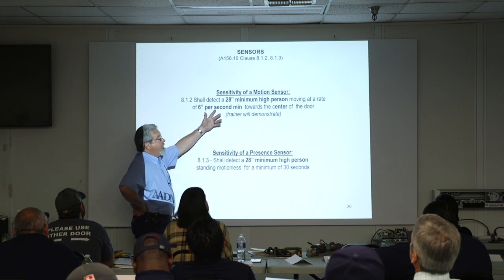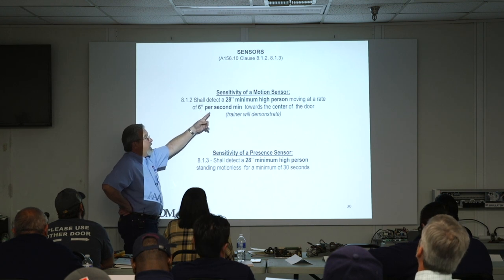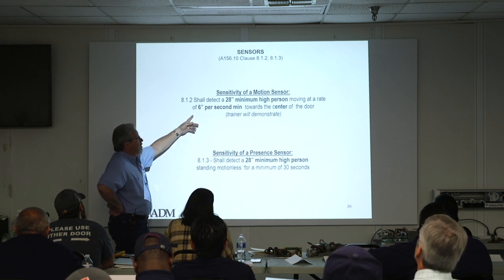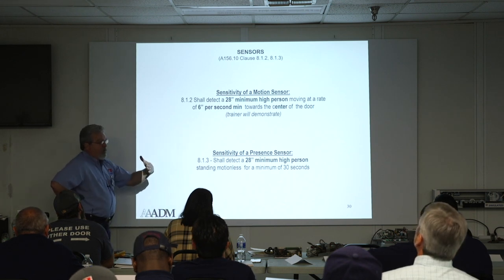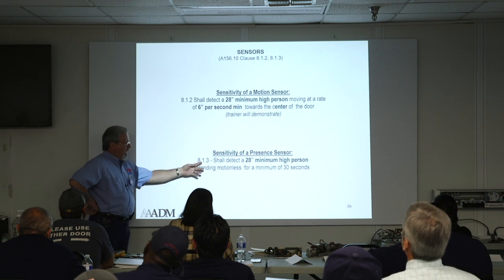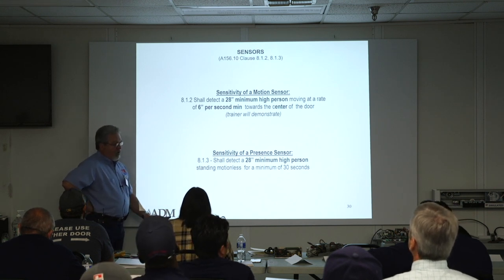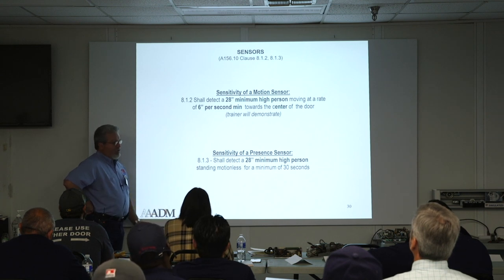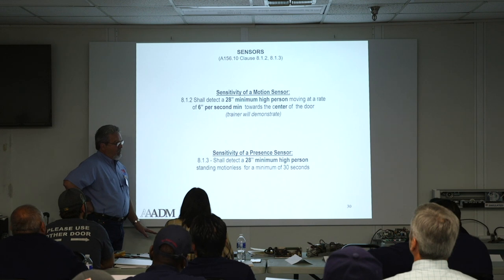So the sensitivity of a motion sensor shall detect a 28-inch minimum high person moving at a rate of 6 inches per second. The industry has adopted 28 inches as that child. Right or wrong, that's what it is. Does that answer your question?